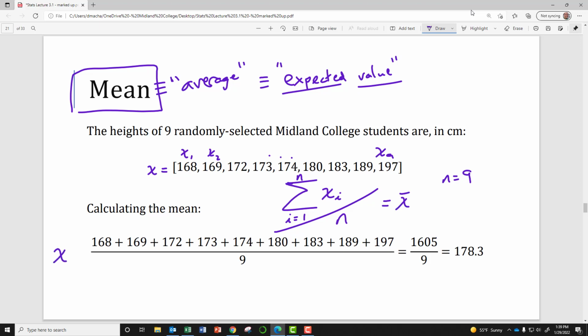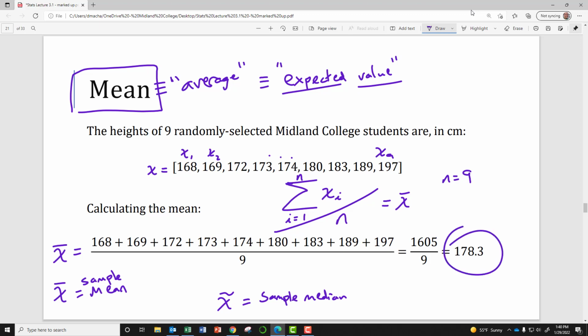And we use x with a bar above it to talk about the mean, or the sample mean, and we use x with tilde to talk about the sample median. But anyways, what that looks like whenever I add up all those values is this. The sum of all those values, that summation, is going to be 1605. And then the denominator here is 9 because I'm dividing by n. And so then I get our answer, which is the mean of 178.3.